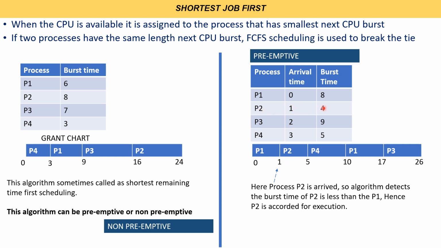But P2 has only 4 as its burst, which is less than the pending time of P1, which is 7. So P2 executes. At the time interval of 2 seconds, P3 arrives, but it has a burst time of 9, and P2 with 4 is already executing, so it continues. After that, P4 arrives with 5, so it is given priority and starts executing. After P4, P1 is given the remaining time. After the pending is over, the CPU is given to P3. Here process P2 arrives. That is what is shown in the sequence.